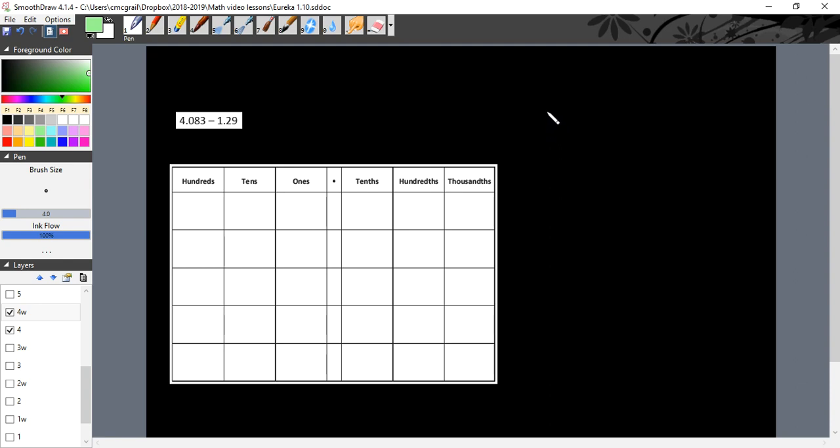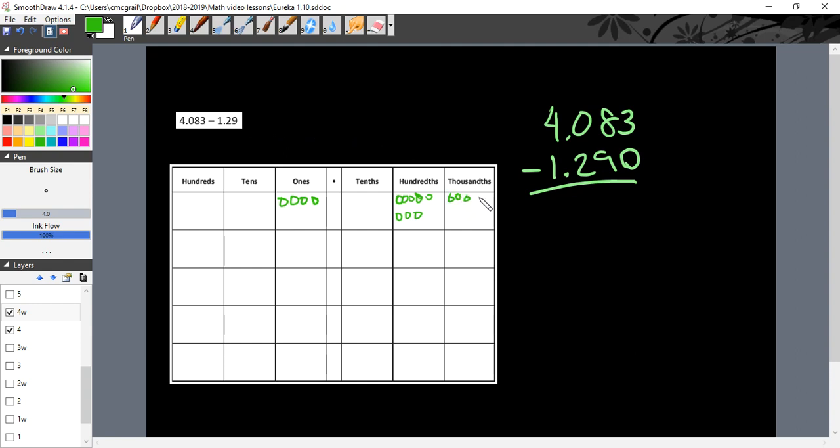Let's take a look at how we did that. 4 and 83 thousandths minus 1 and 29 hundredths. Now, just to help this visually line up, I'm going to go ahead and add a 0 there and turn this into 290 thousandths. That's okay, and this helps me subtract better. Now, let's use our place value chart to put 4 and 83 thousandths in there. 1, 2, 3, 4. 0 tenths, 8 hundredths, 1, 2, 3, 4, 5, 6, 7, 8. And 3 thousandths. 1, 2, 3.